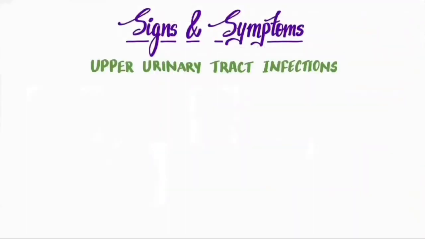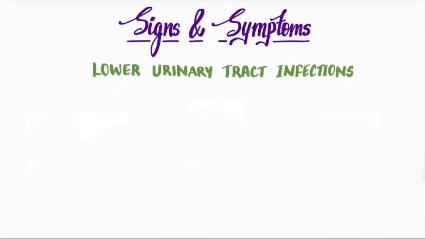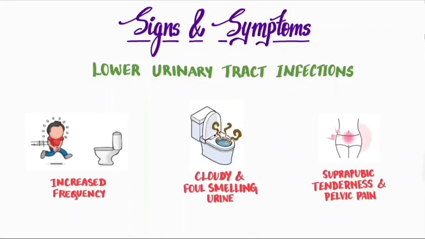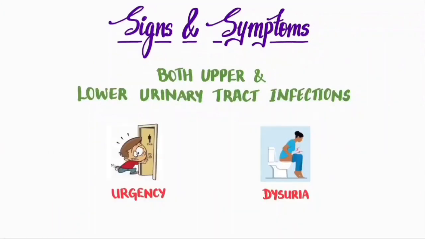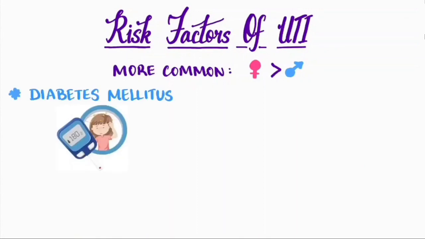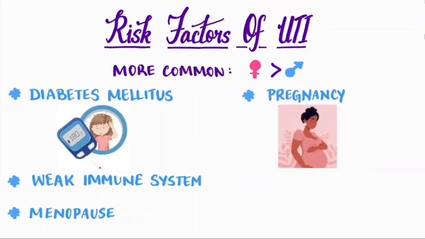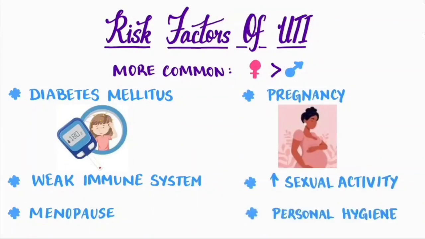Signs and symptoms: upper UTI, fever and chills, flank pain, abdominal pain; lower UTI, cloudy urine, foul odor, suprapubic tenderness. In both, frequency and urgency are common. UTIs are more common in females than males. Some of the possible risk factors are diabetes, a weakened immune system, menopause, pregnancy, or urinary retention. Other factors include sexual activity and poor personal hygiene.